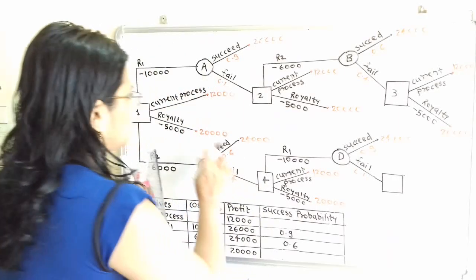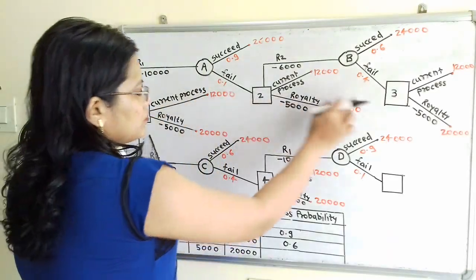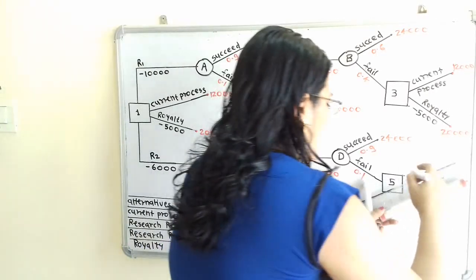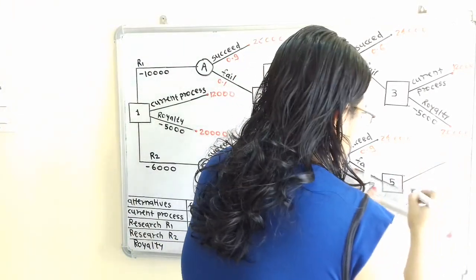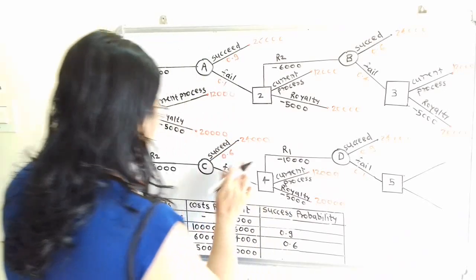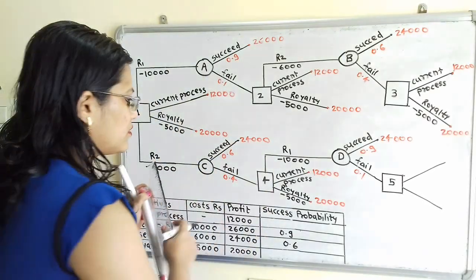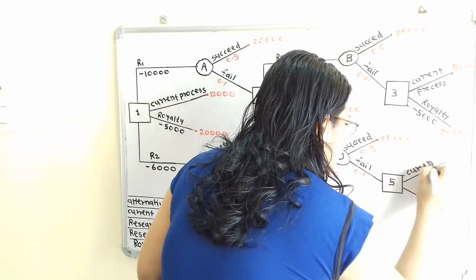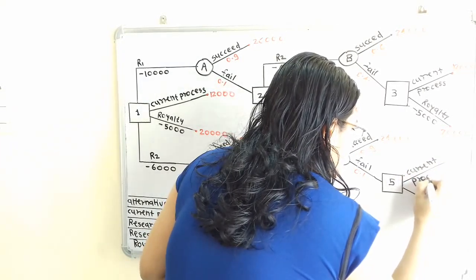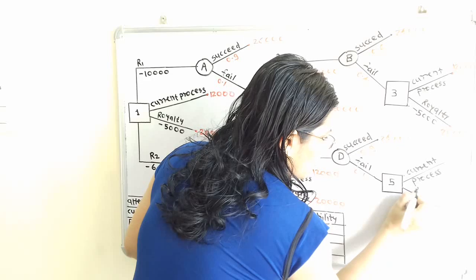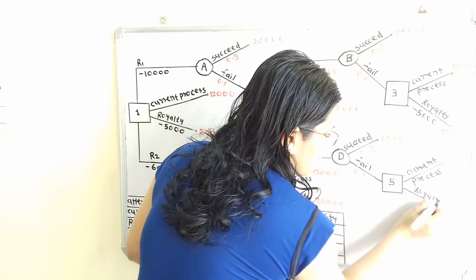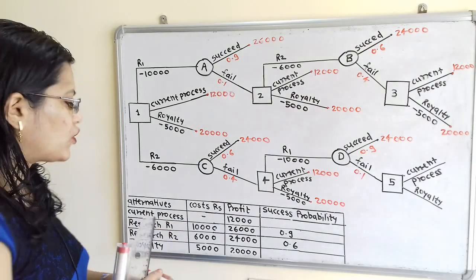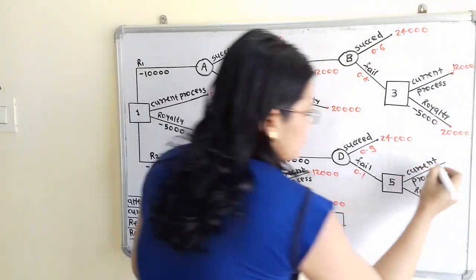Now next decision: 1, 2, 3, 4, and here will be the fifth decision. And now we have only two options, because here R1 is failed, R2 is failed. So the remaining two options are the current process and pay for royalty. Now if we observe, the current process has no cost and profit is 12,000.